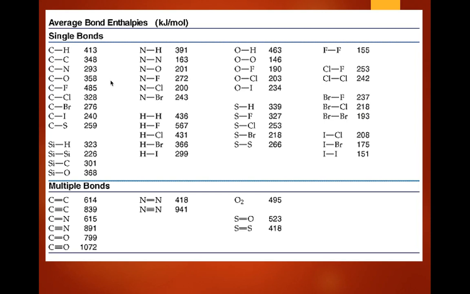Now let's look at something else. So we looked at carbon and hydrogen is 413. Now I want you to look at the multiple bonds. Look at that carbon-carbon double bond. What do you notice about the single bonds versus the double bonds? What do you notice about their enthalpy? I'll give you a second. It's like Dora the Explorer. Yeah, it's greater. Good job.